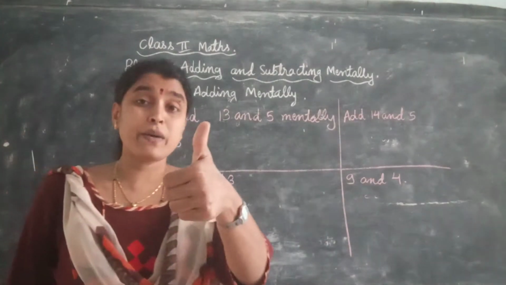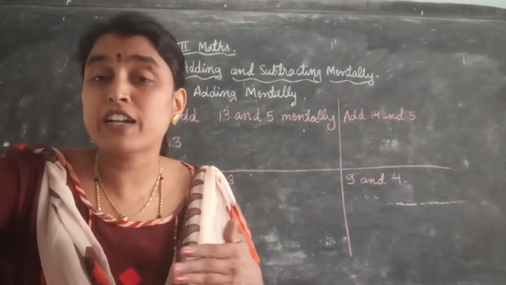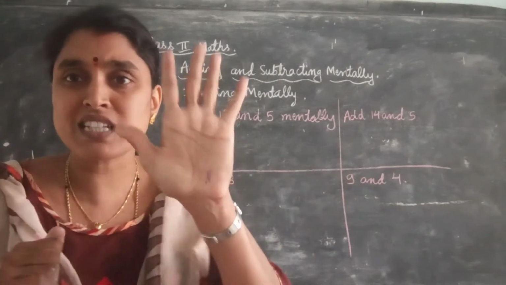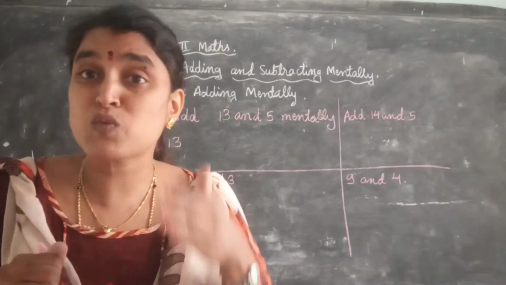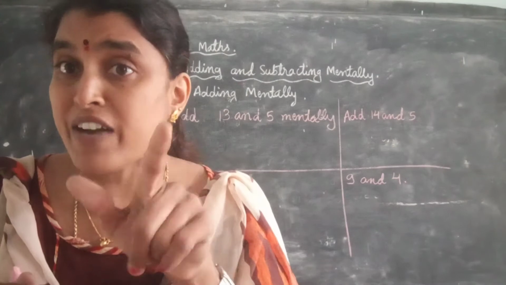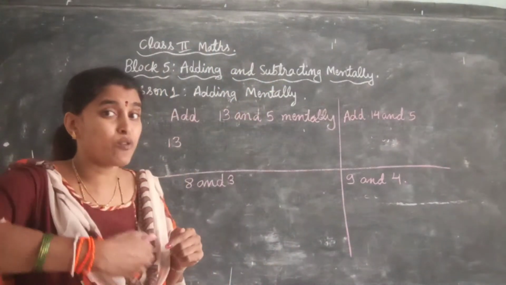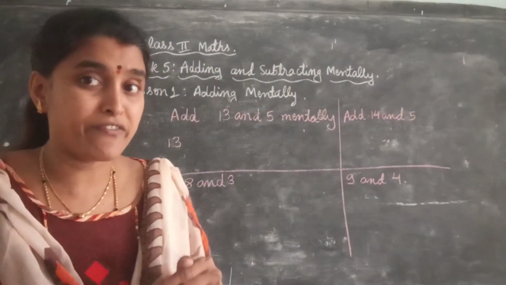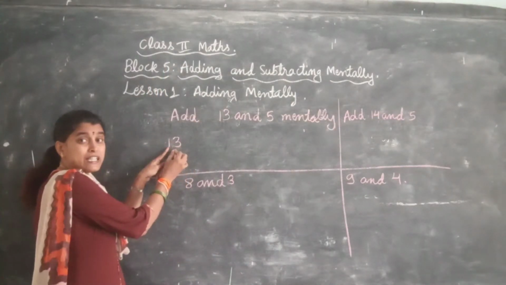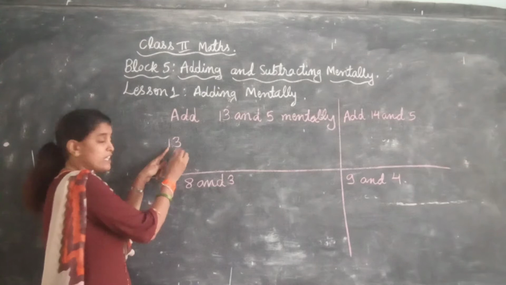And our step number 2 is count forward as many times as the smaller number. The smaller number is 5. So that means we need to count by 1, 5 times. We need to move forward by 1, 5 steps. So start from the bigger number. I am starting from 13.